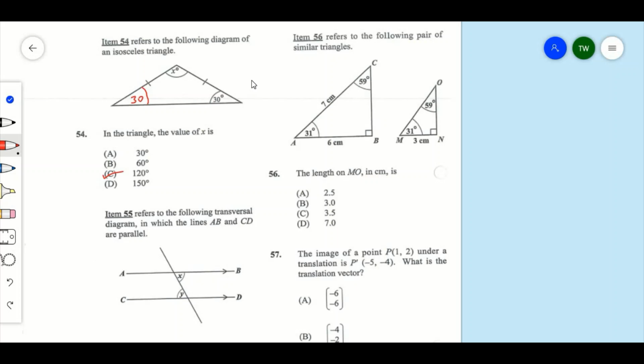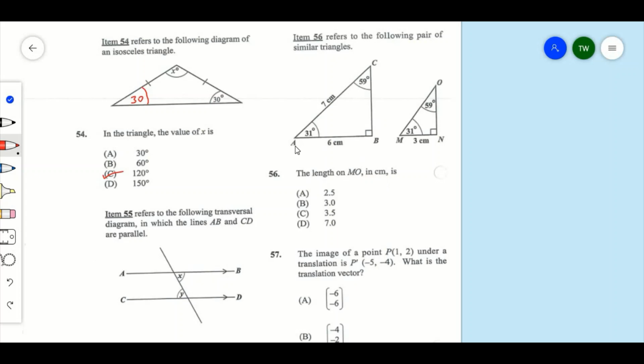Item 56 refers to the following pair of similar triangles. Here we have one triangle which is ABC, and the next one is MON. The length of MO in centimeters is, now one thing about similar triangles, we can use ratio and proportion, right? So we can ratio the similar sides.